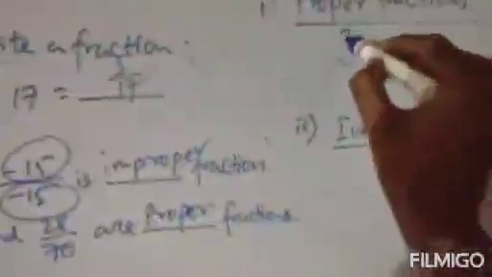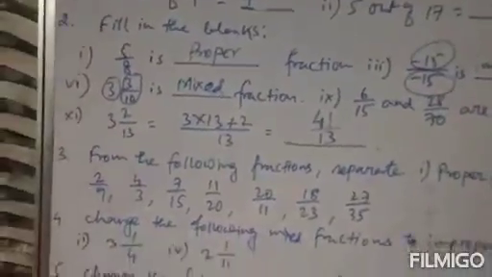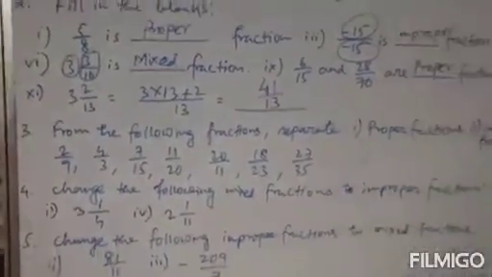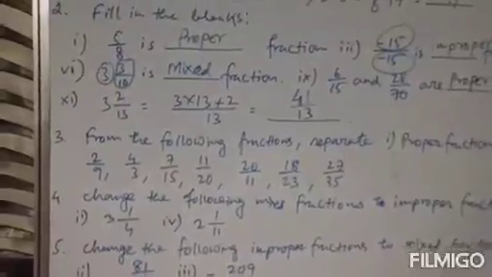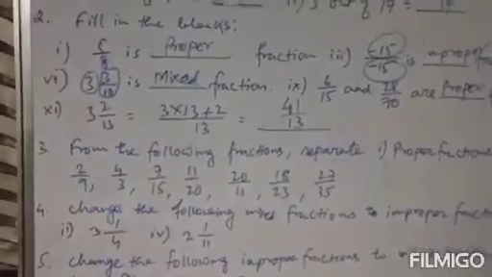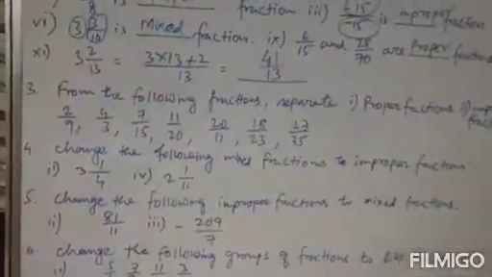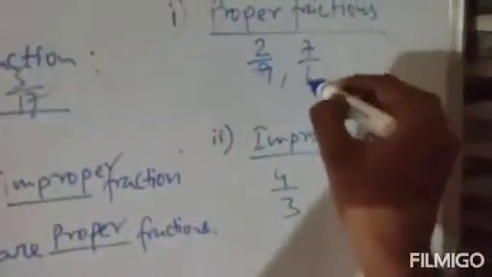So 2 by 9 is a proper fraction because numerator is less than denominator. Numerator is 2, denominator is 9. Next, 4 by 3. In 4 by 3, numerator is greater than denominator. That means it is an improper fraction. So 4 by 3 is an improper fraction. Next, 7 by 15. Now in 7 by 15, numerator is less than denominator, so it is a proper fraction.